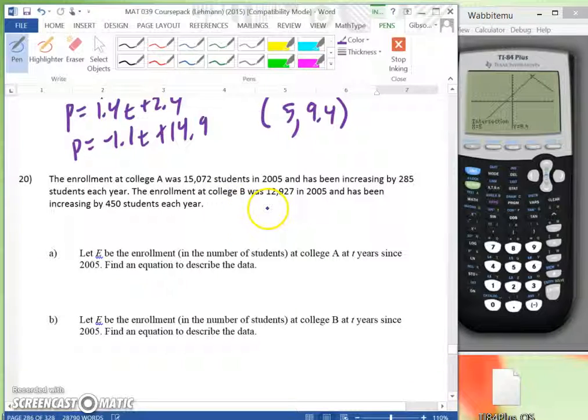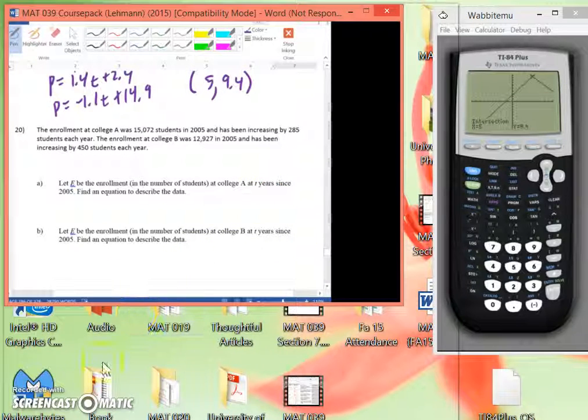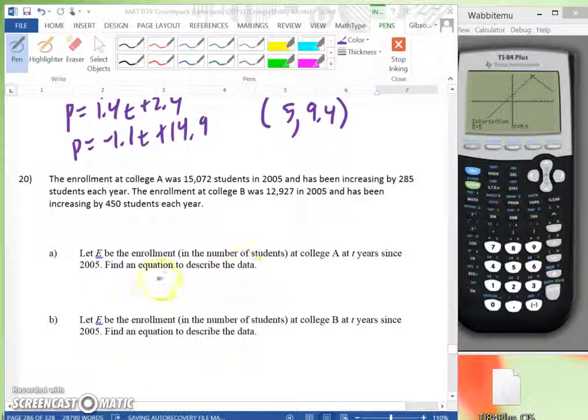It says the enrollment at College A was 15,072 students in 2005 and has been increasing by 285 students each year. The enrollment at College B was 12,927 in 2005 and has been increasing by 450 students each year. Let E be the enrollment, the number of students at College A at T years since 2005. So we know for both of these, 2005 is the starting year. It says find an equation.